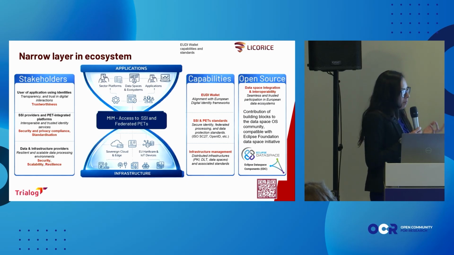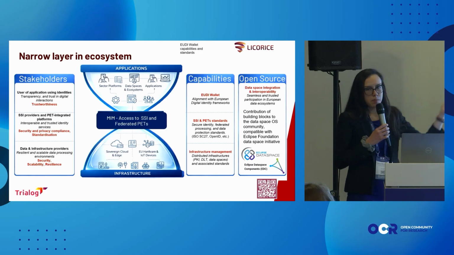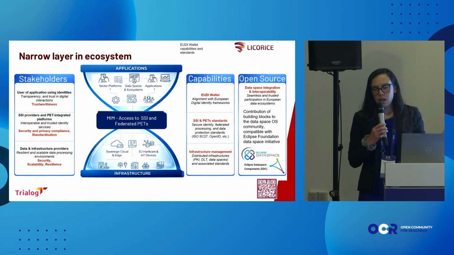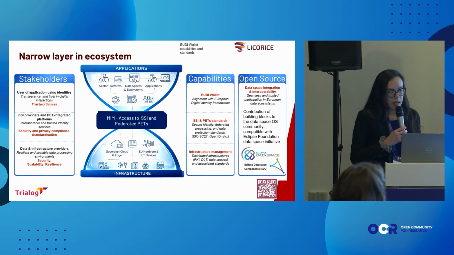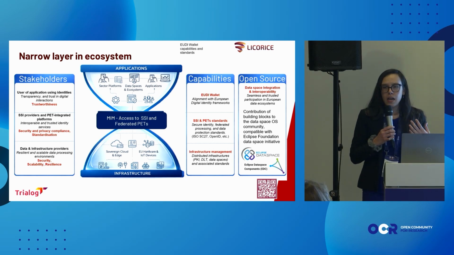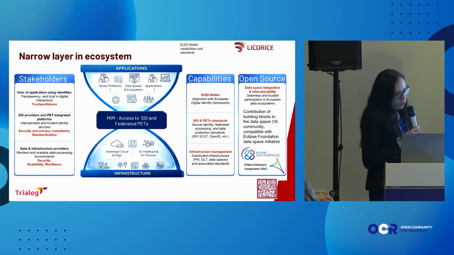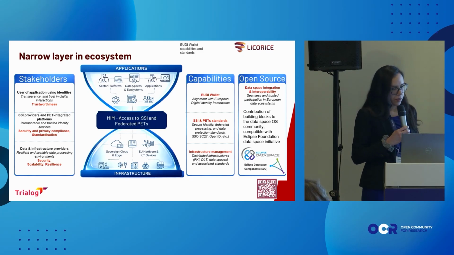Then in the narrow layer there, which we tend to say is the minimum interoperability mechanisms, is the layer that will allow us to have a common communication, a standardized way of talking. In that one, we will think of all of the security and privacy compliance stakeholders that can help us in the standardization section. And then close to the infrastructure side, we will have all the data and the actual infrastructure providers.